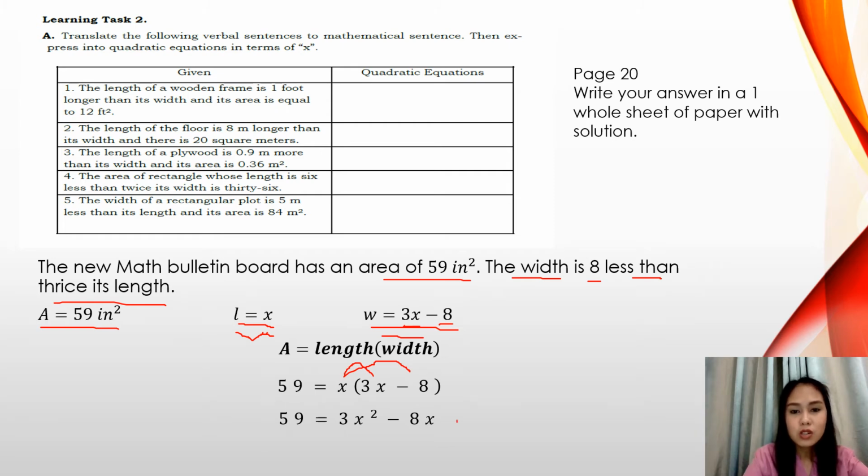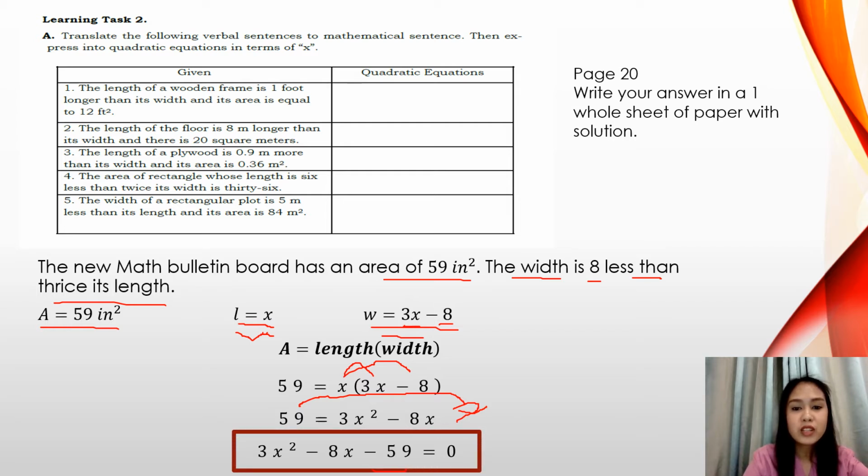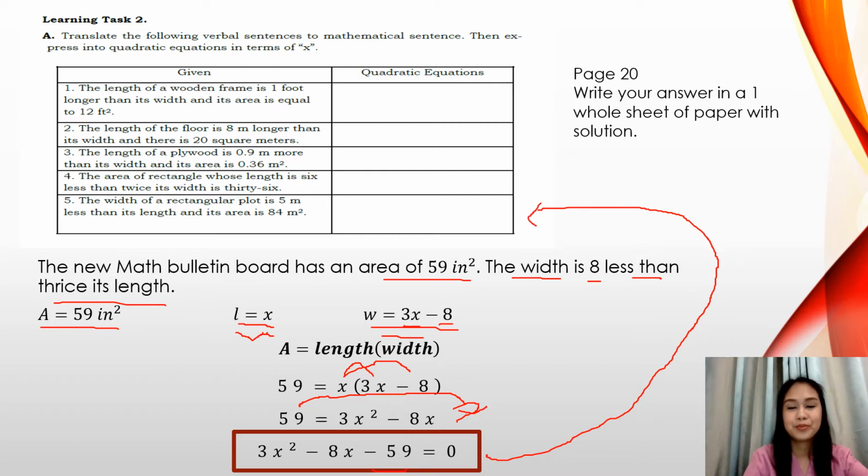That's why we'll have 3x squared minus 8x. Now, this is already a quadratic equation, but it would be better if you can transform it to its standard form, which is 3x squared minus 8x minus 59. It becomes minus 59 because we have transposed this 59 on the other side of the equation. That's why it's minus 59. We changed the sign. Now, this quadratic equation in standard form is what you're going to answer here in learning task 2. All right.